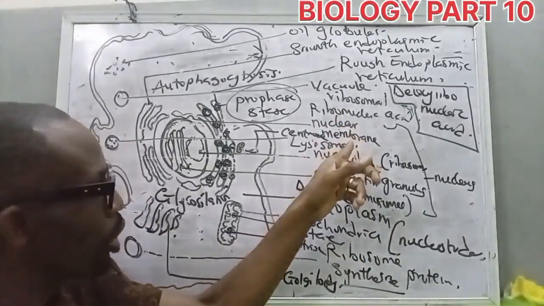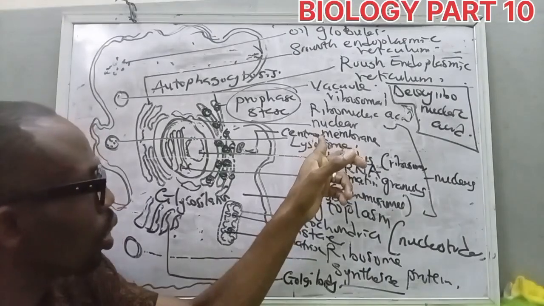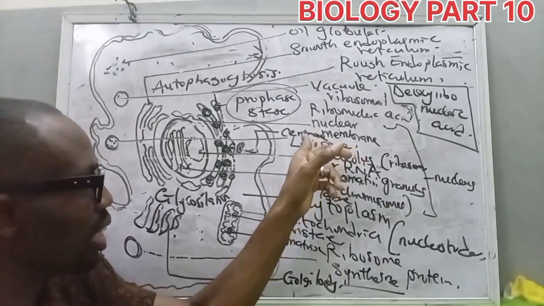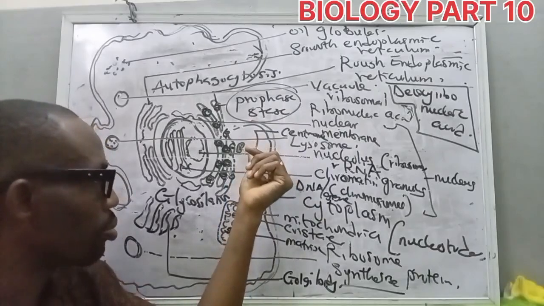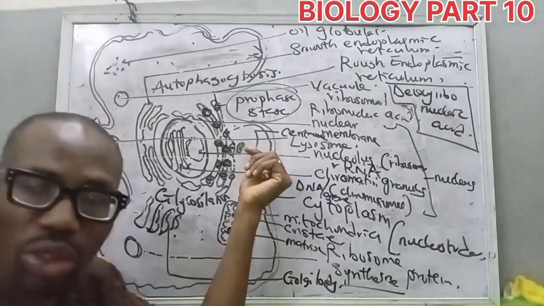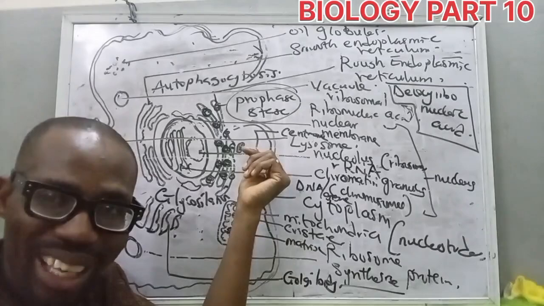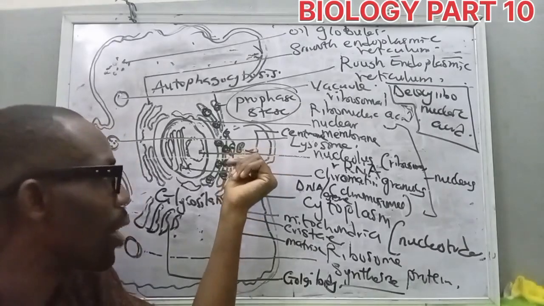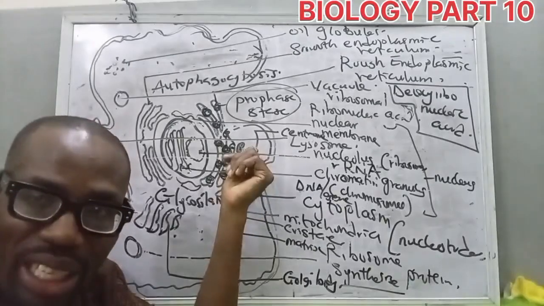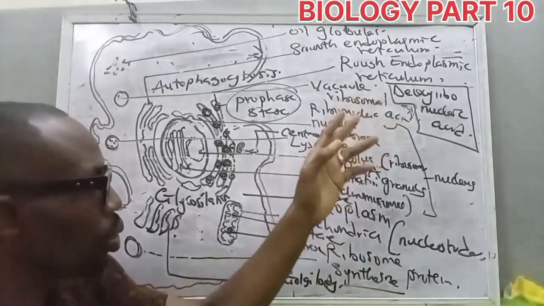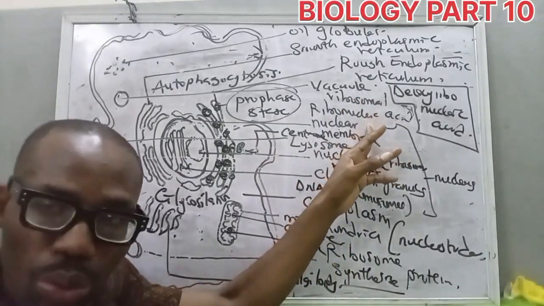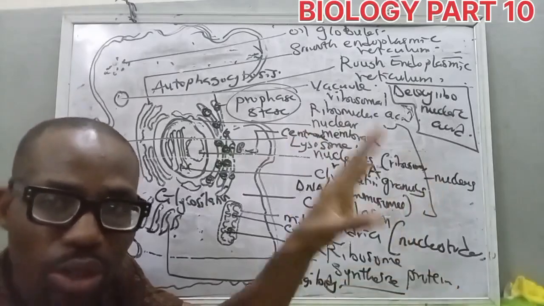We also made mention of centrome, C-E-N-T-R-O-M-E. It is also a structure that is found at right angle by the side of the nuclear membrane. Its basic function is for cell division. That is what it does. Then we also looked at ribosome. It's responsible for the synthesis of protein.